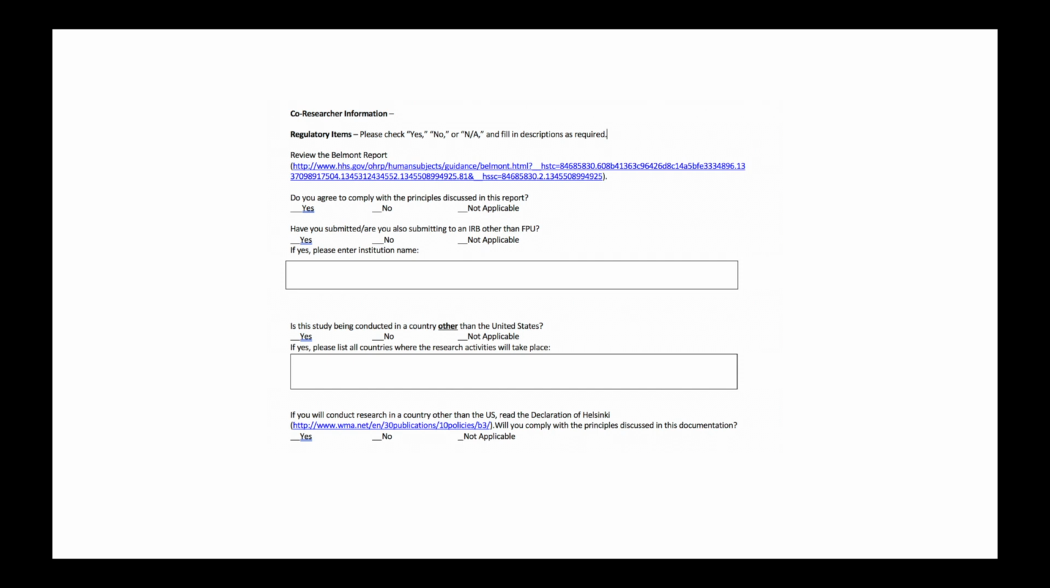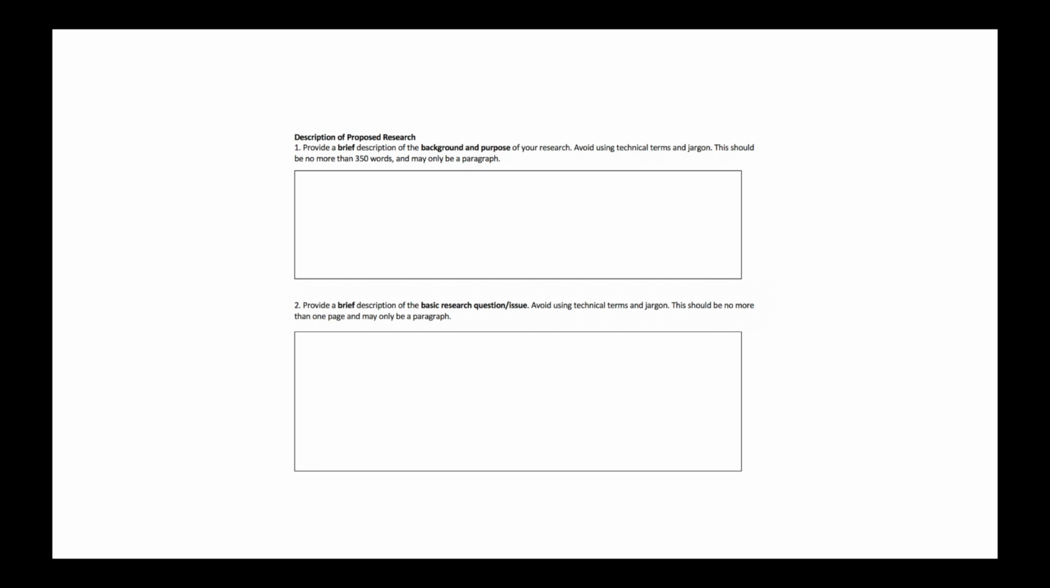It's going to ask you things like, are you submitting to another IRB? Do you agree to comply with the principles discussed in the report? So you'll have to read that report and answer those questions. Number 1. The first one, you're going to see this really aligns with the methodology that you're writing. But the first one is provide a description of the background and purpose of your research. In this form, it's asking you not to use technical terms and jargon. This should be no more than 350 words, and it could only be a paragraph. So you're just going to give a little bit of background and purpose.